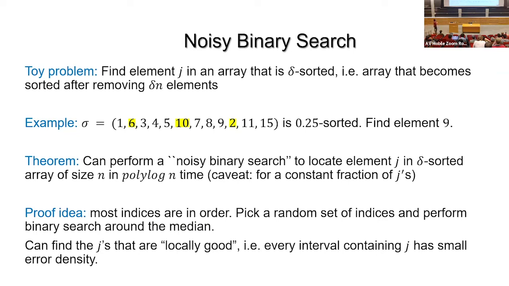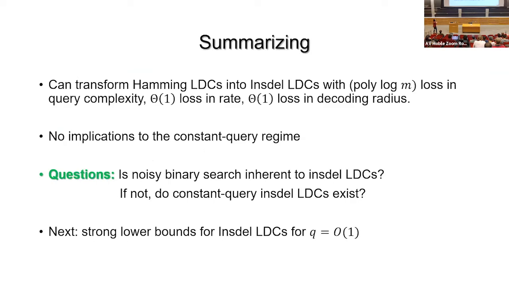But many indices are something called locally good, which means that every interval that contains them has small error density. And one can show that all those indices can be found. There is a constant fraction of them, and we can essentially do this noisy binary search in polylog n time. Something like log to the 4th.